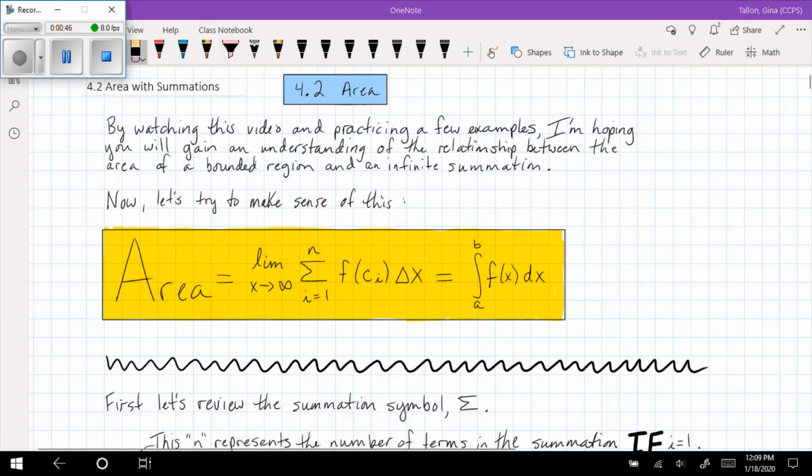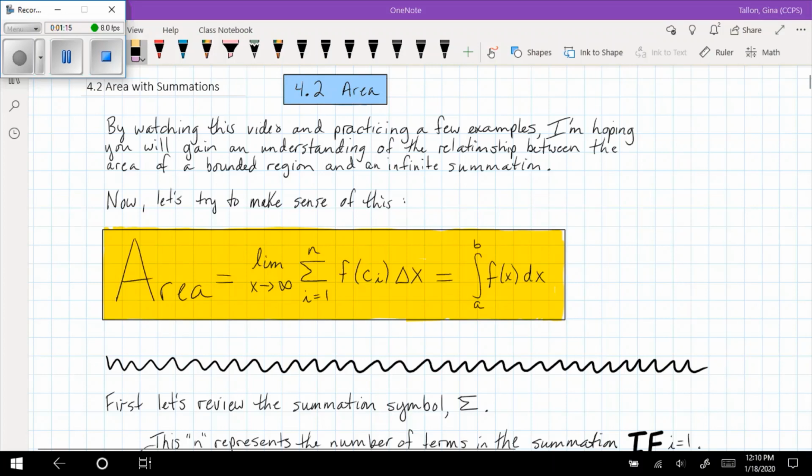Now let's try to make sense of this. Area equals the limit as n approaches infinity of the summation as i goes from 1 to n of f of c sub i times delta x, which also happens to be equal to the integral from a to b of f of x dx. And that gets you into the Fundamental Theorem of Calculus.